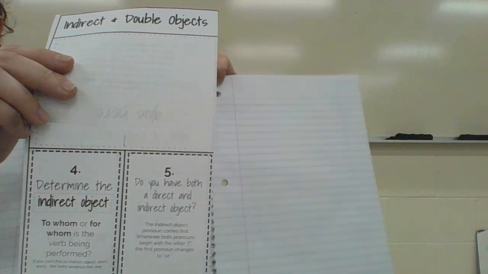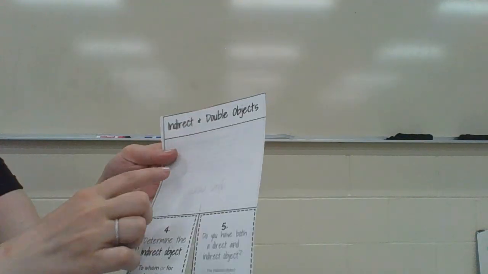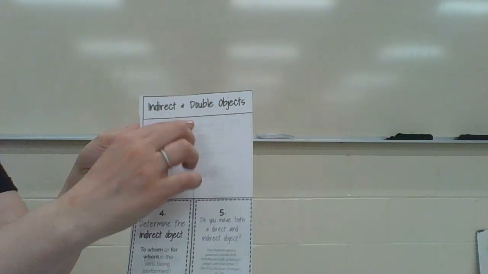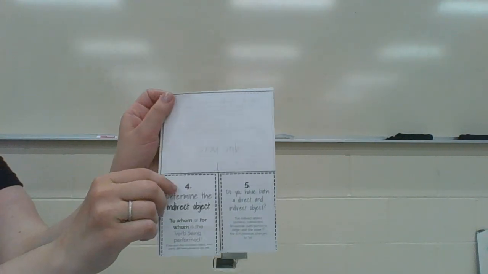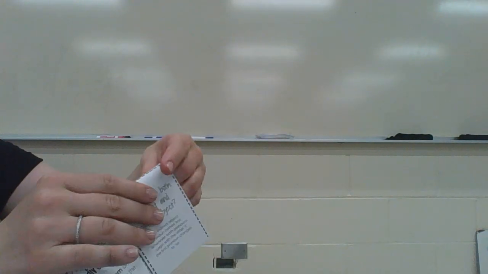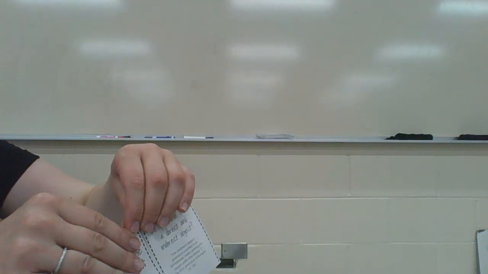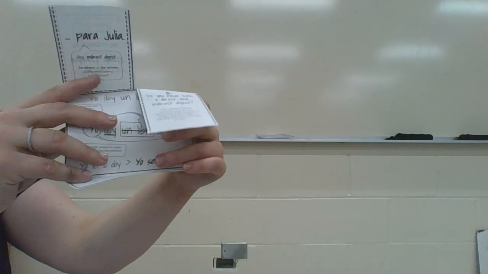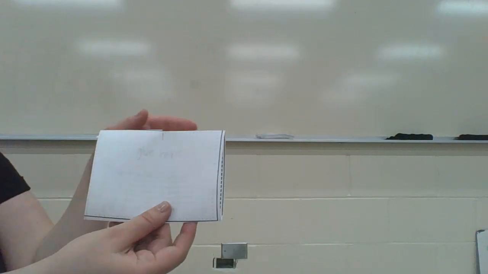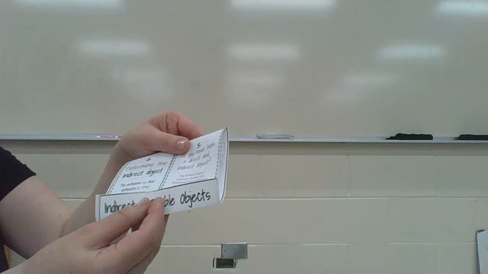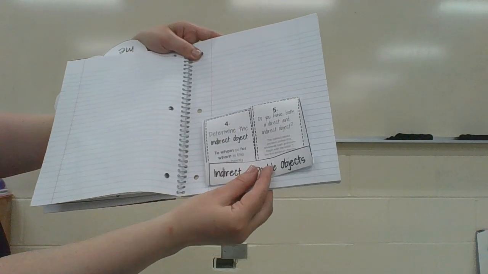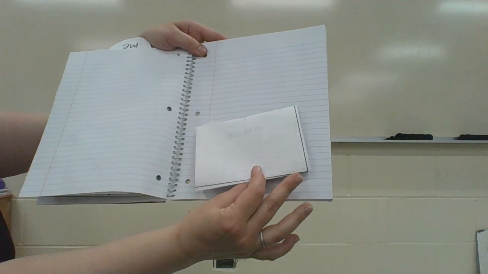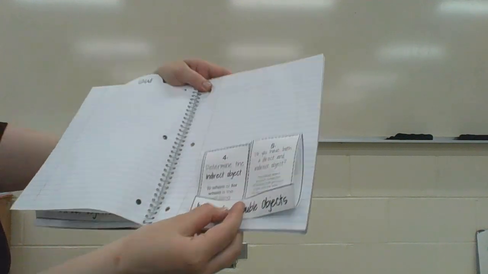So what I would do is take these pieces of paper, and what you're looking to do is glue here, when it says glue here. So I would fold everything down like that, and fold down, and then fold these down. And so you should have something that looks a little like this. On the back, it says glue here, and these are your indirect object and double pronouns. You're going to take your notebook and glue that just like that on the bottom, where it says glue here.